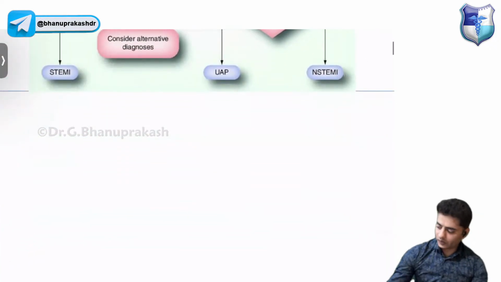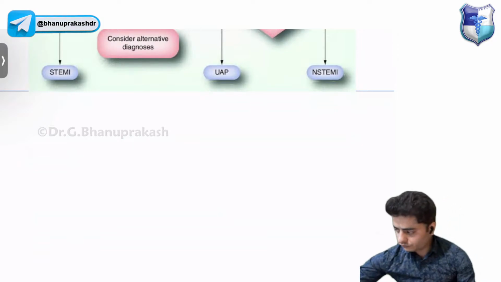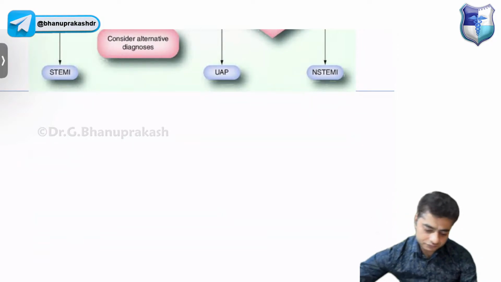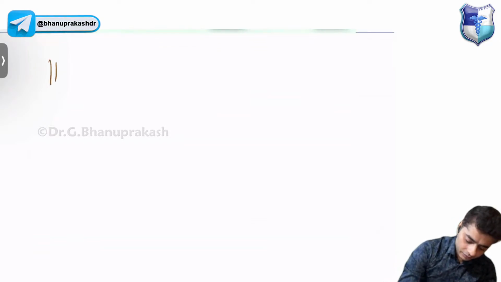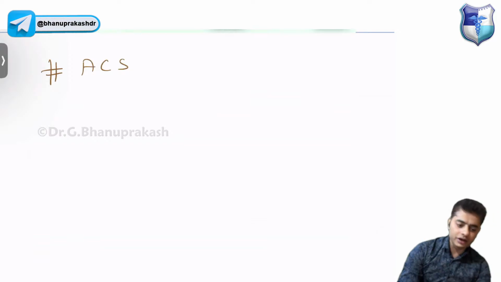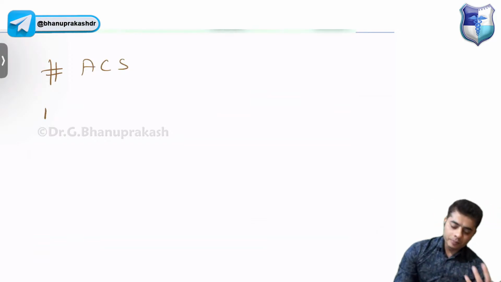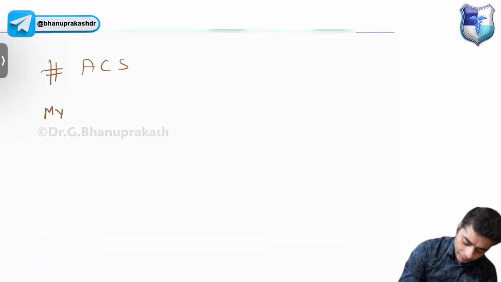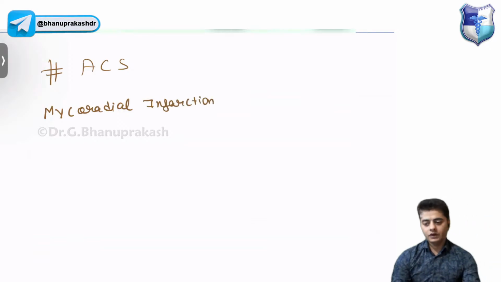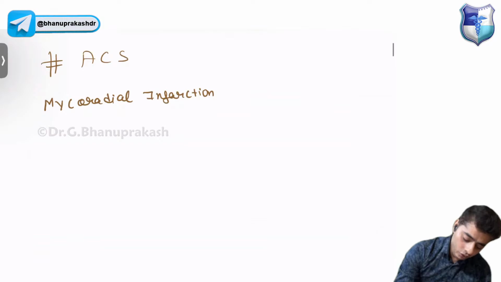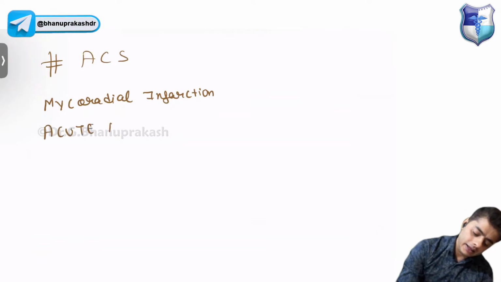Now there is a term known as acute coronary syndrome. Now, in acute coronary syndrome, the patient is having myocardial infarction. Okay. Now, how do you define acute MI?